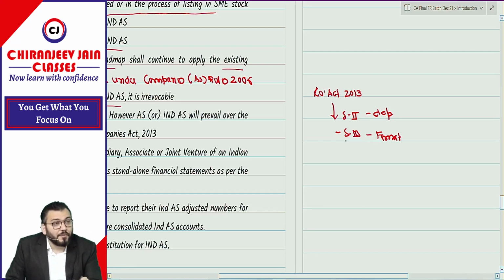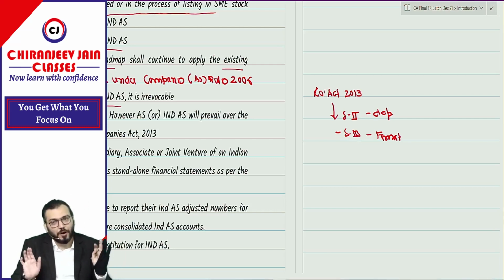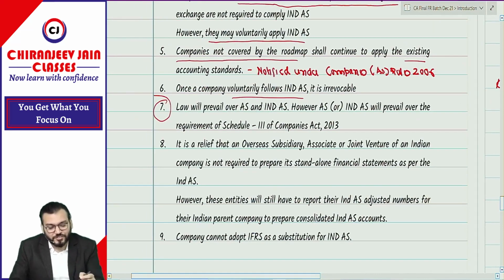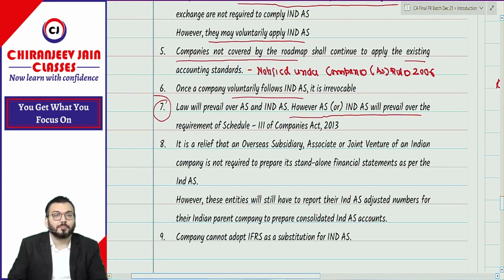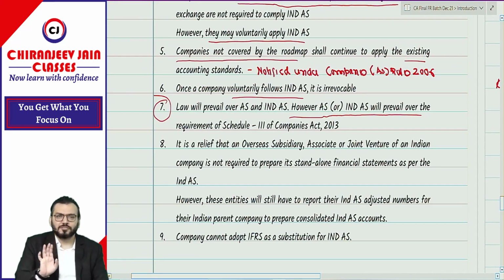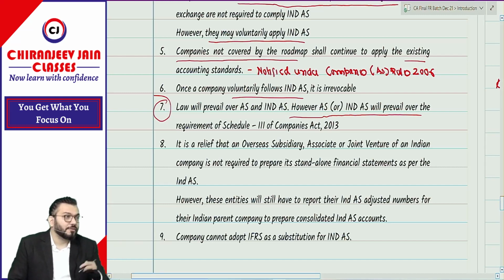Are you getting whatever I am saying? Yes, sir. But for Schedule 3, the format can be modified as per the requirement of any AS or Ind AS. This point have you understood? Therefore, this point I have also mentioned: however, AS or Ind AS will prevail over the requirement of Schedule 3 of Companies Act. Understood? This is only for your information. This type of question will never be asked in exam. Correct? Now, your doubt about foreign companies.